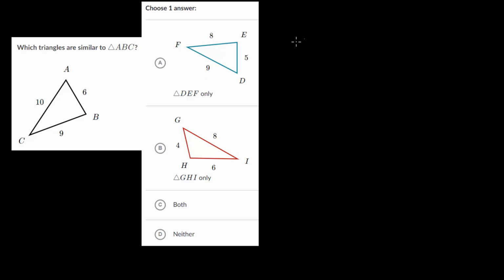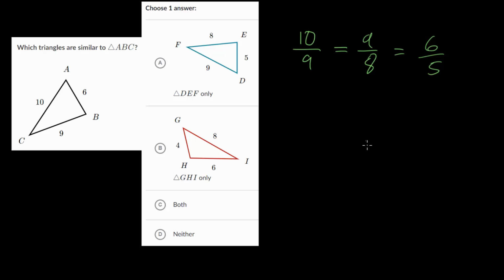We can take this 10 and divide it by 9. We're comparing the long sides of each triangle. And if these two are similar, then this should be equal to the ratio of, let's say, the middle side divided by the middle side in this triangle. Or in other words, 9 divided by 8. And it should also be equal to the ratio of the smaller sides in each triangle. We can take 6 and divide it by 5.